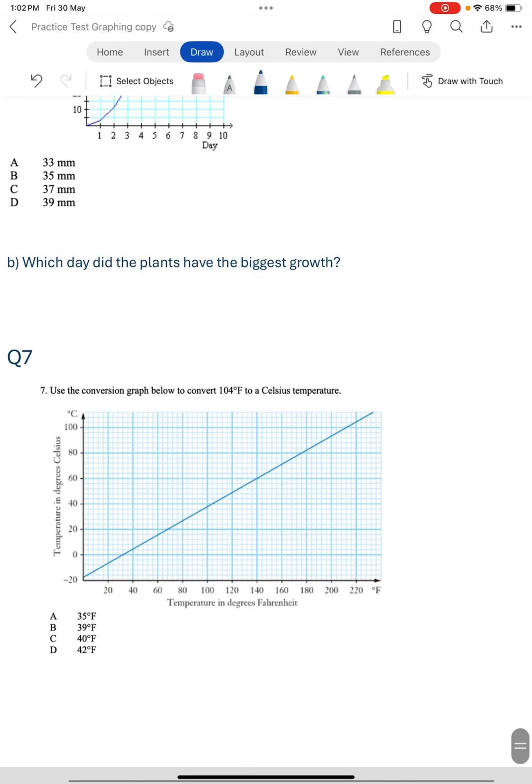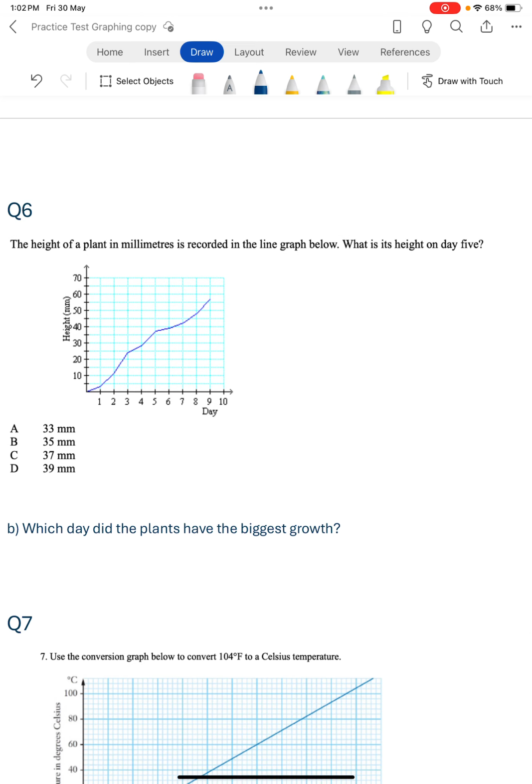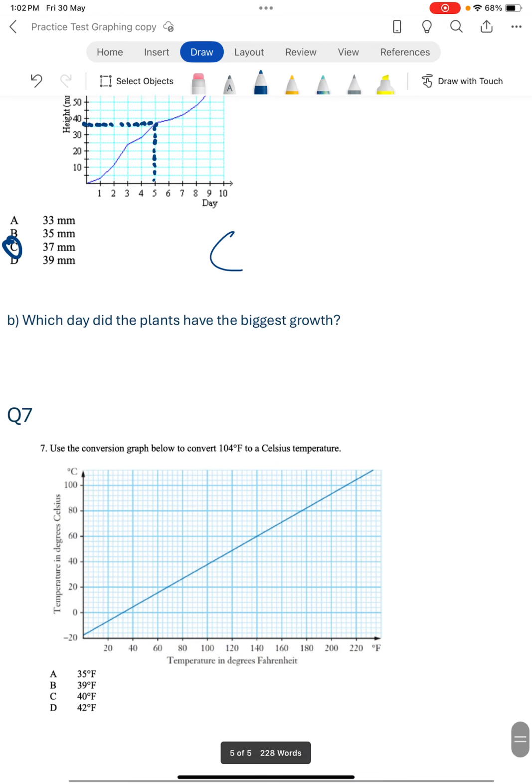All right. Oh, sorry, my bad. There were 2 more questions. The height of a plant in millimeters is recorded in the graph below. What is its height on day 5? On day 5, we would go up from here and then go across. To me, we're between about 35 and 40, somewhere in between there. It's definitely above the 35 line, so I'm going to call it 37, option C.